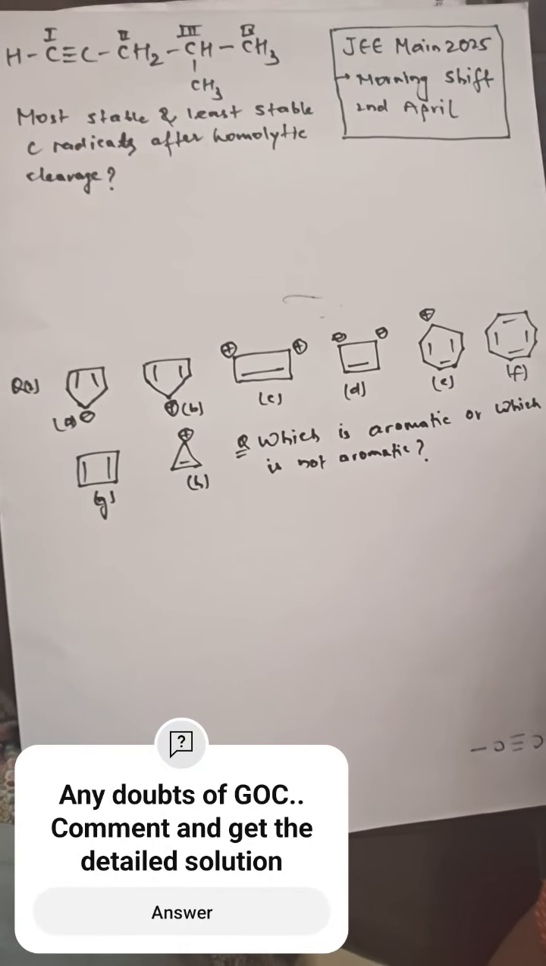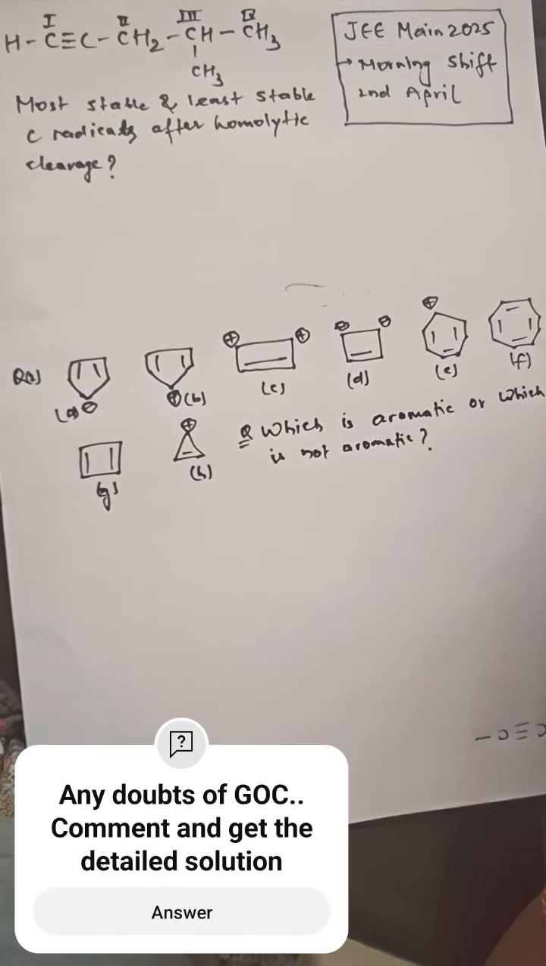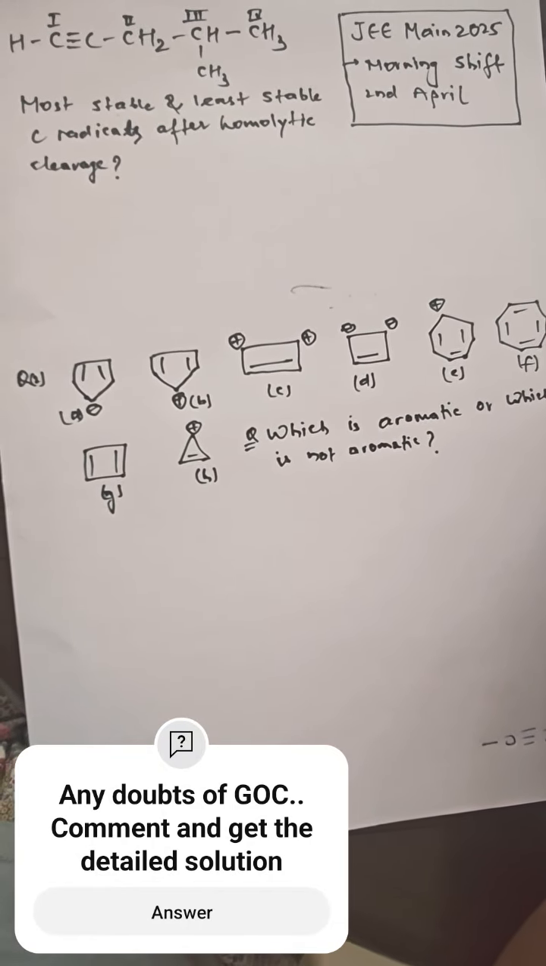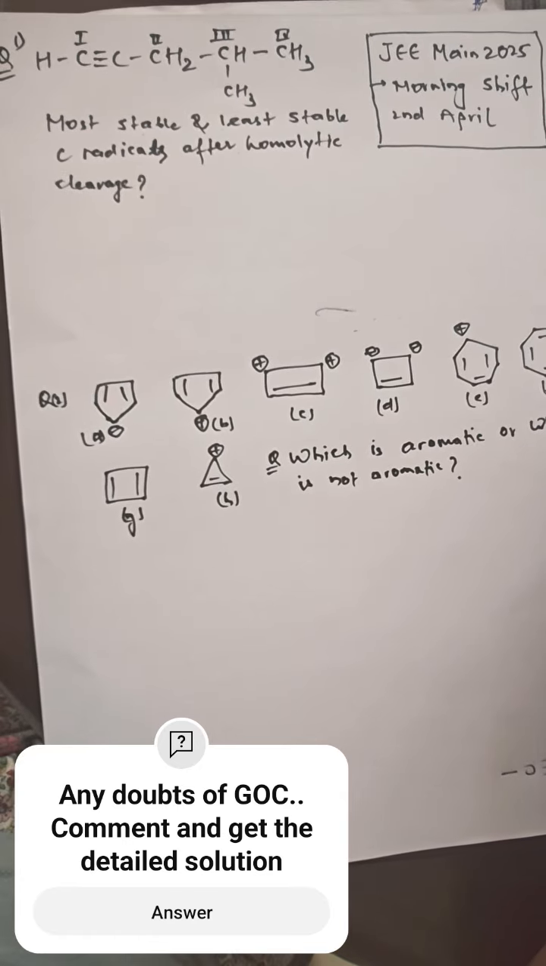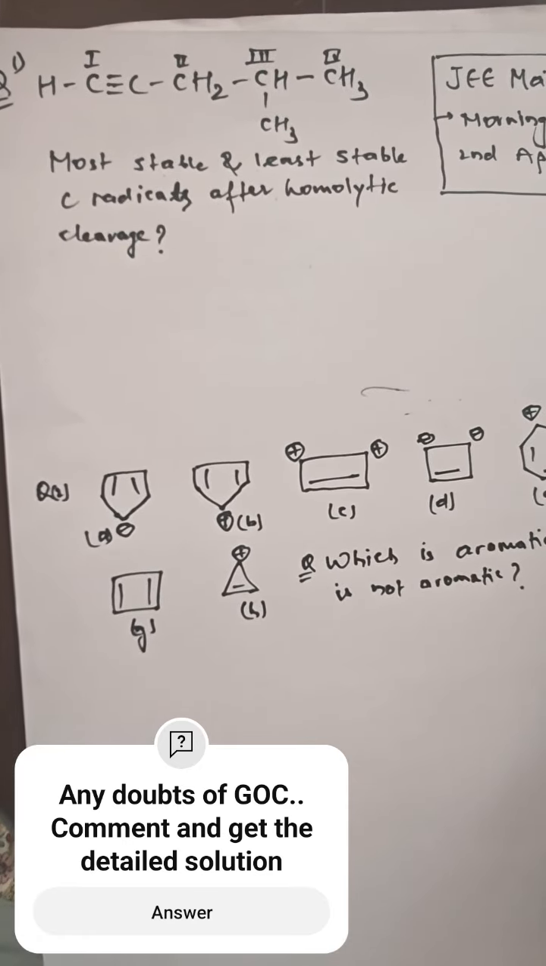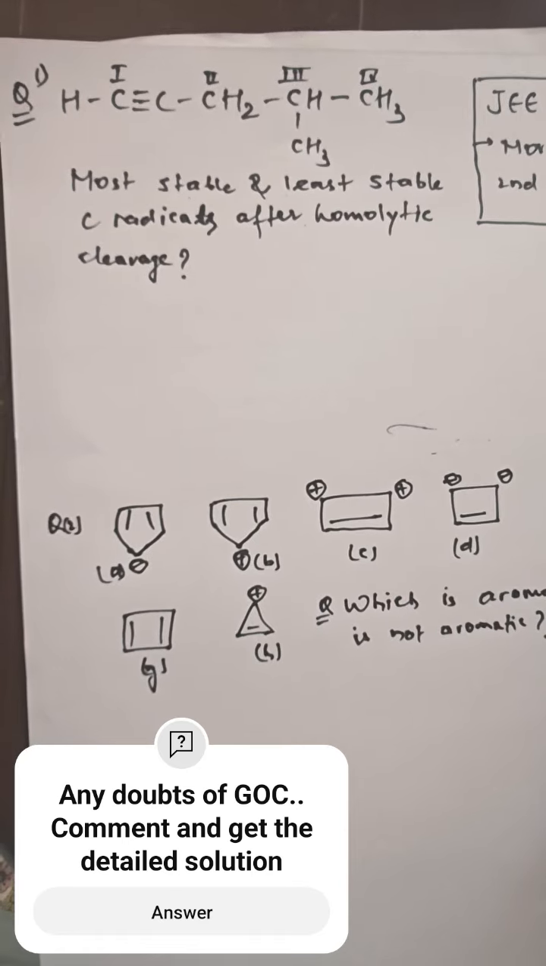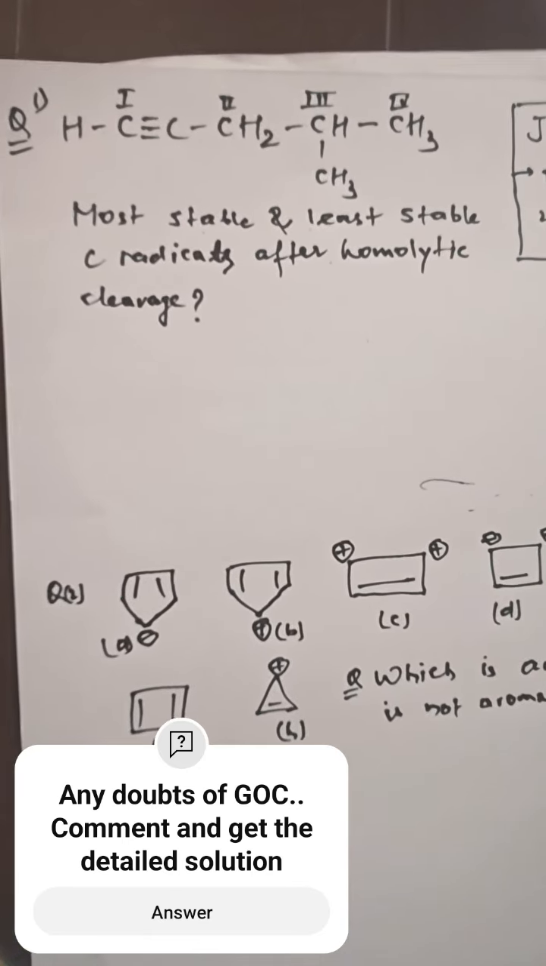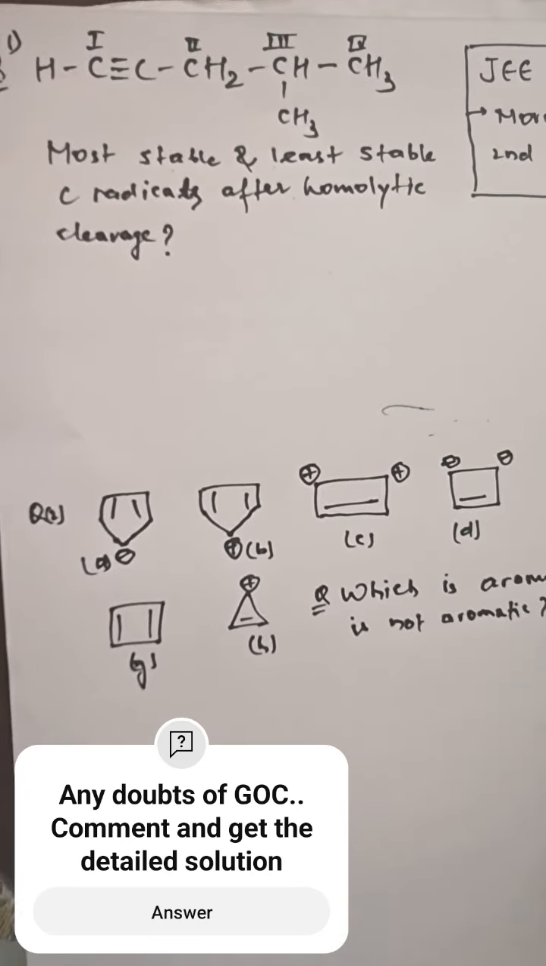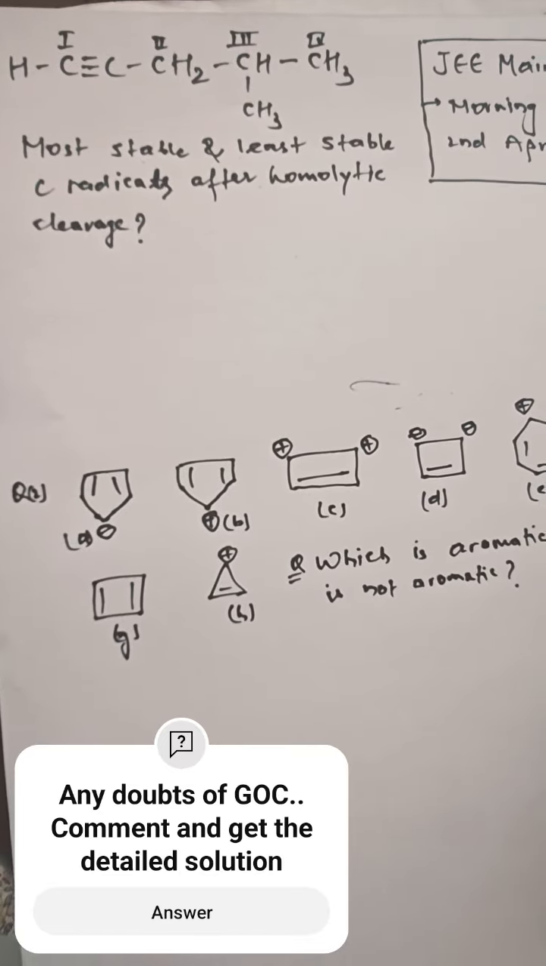Hello everyone. Today we are going to discuss 2 JEE PYQ of General Organic Chemistry. The first question is, in this particular organic compound shown in question 1, what are the most stable and least stable carbon radicals after homolytic cleavage? And what do you mean by homolytic cleavage?